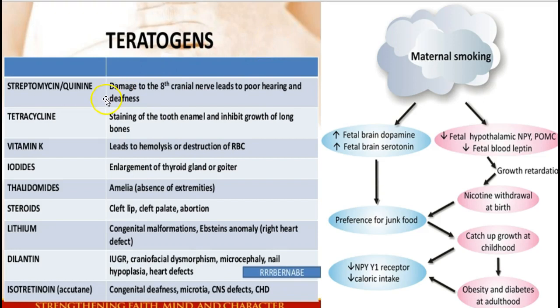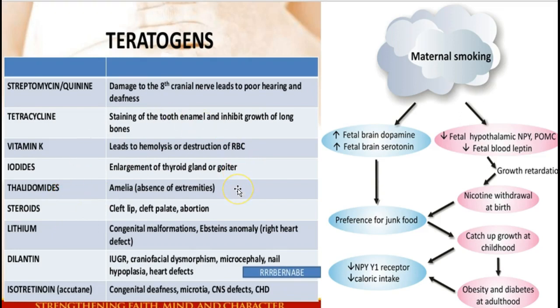Teratogens such as streptomycin, which is an antibiotic, and quinine can cause damage to the 8th cranial nerve, which helps a baby develop hearing. So this can lead to poor hearing and deafness. Tetracycline is another antibiotic which can cause staining of the tooth enamel and prevent the growth of the long bones in the baby. Vitamin K can lead to destruction of red blood cells. Iodides can cause goiters, which is an enlargement of the thyroid gland, and you've seen large nodules on people's necks.